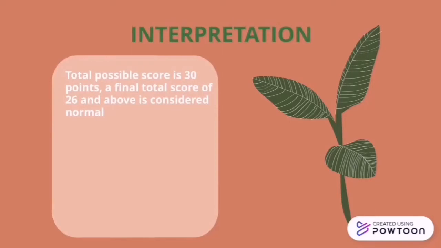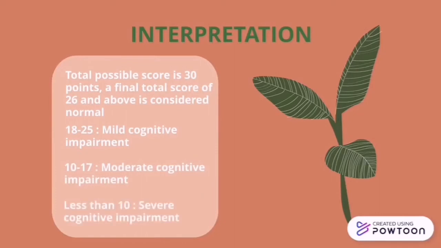A score of 26 or above is considered normal. If the patient gets 18 to 25, it means that the patient has mild cognitive impairment. 10 to 17 means that the patient has moderate cognitive impairment, and less than 10 means the patient has severe cognitive impairment.